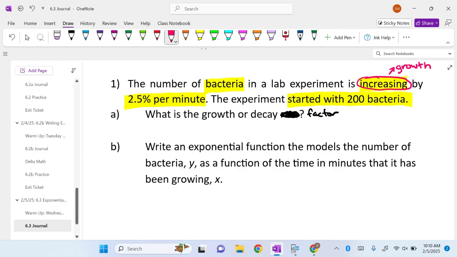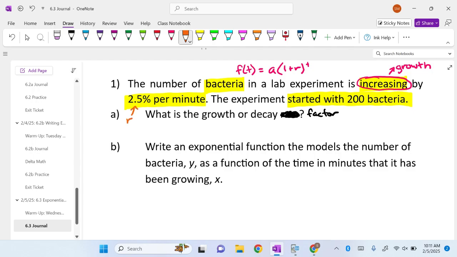Meaning that we're going to be dealing with the formula f of t is equal to a times 1 plus r raised to the t power. So specifically to find the growth factor, we're using the b value, or the 1 plus r. So how can I set this up to find it? What's my r value here? 2.5%. So this is my r value.